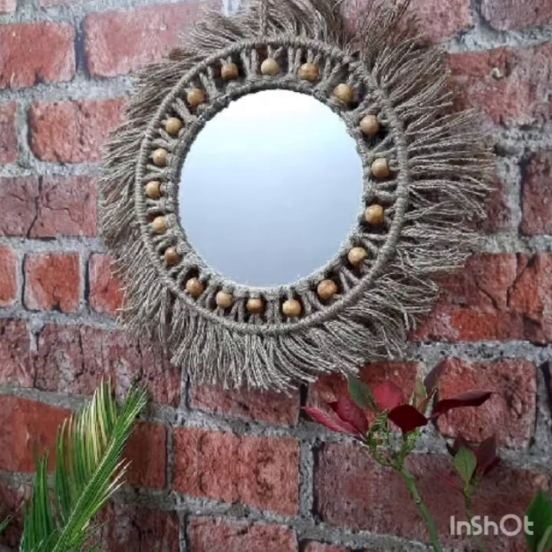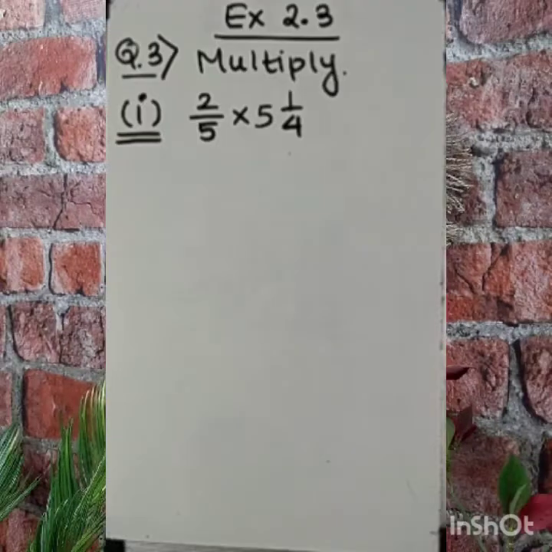So here, my dear student, here exercise 2.3, it's question number 3. We are given: multiply the following fractions. In that, the first one is on your screen, 2 by 5 into 5 1 by 4. This is the question. So let's start the solution.